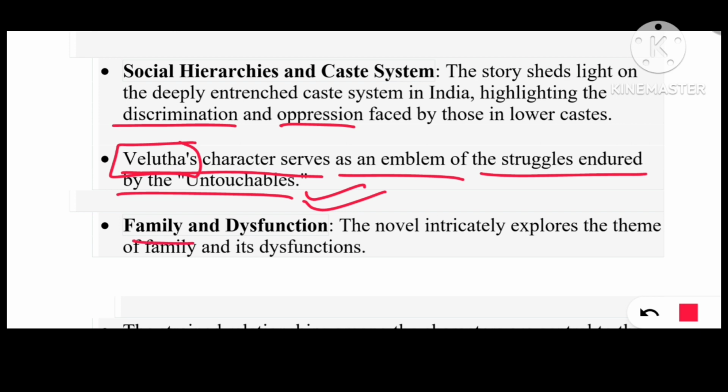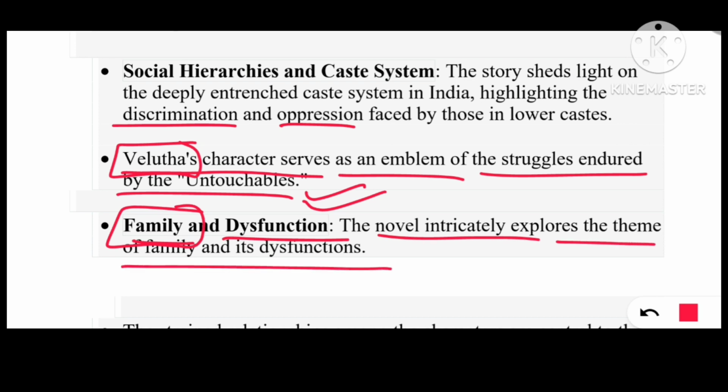Now next is family and dysfunction. As I told you, in a family there must be a mother or father to guide the children, but when that does not happen, the problem starts. The novel intricately explores the theme of family and its dysfunctions. So, only money is not enough, alright? Only having property is not enough, but there should be coordination between family members. They should be empathetic towards each other, and then only will they be heard and have a good life. So, why is it happening here? Why is there dysfunction of the family? We will see.